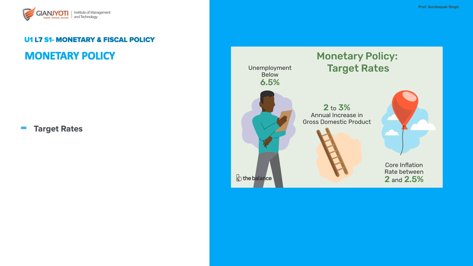Generally, for the monetary policy, there are certain target rates which are kept by the Reserve Bank of India in mind, like unemployment should be kept at all times below 6.5 and GDP should grow at least by 2 to 3% and the core inflation should be between 2 and 2.5%. So these are the three parameters based on which the RBI takes the expansionary method or the contractionary method, where they want to reduce the aggregate demand. So they keep these target rates in mind.